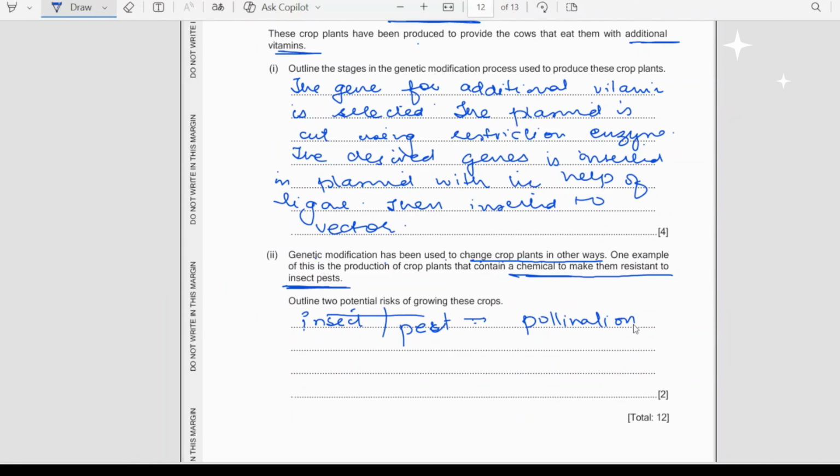Number two, if the insects get killed, it would affect biodiversity, as well as it would disturb your food chain. That could also be written. I'm giving you possible answers. What else can be done? They may have an adverse effect on other populations as well. Maybe some other animals, not only insects, may also get affected when they feed on these crop plants.